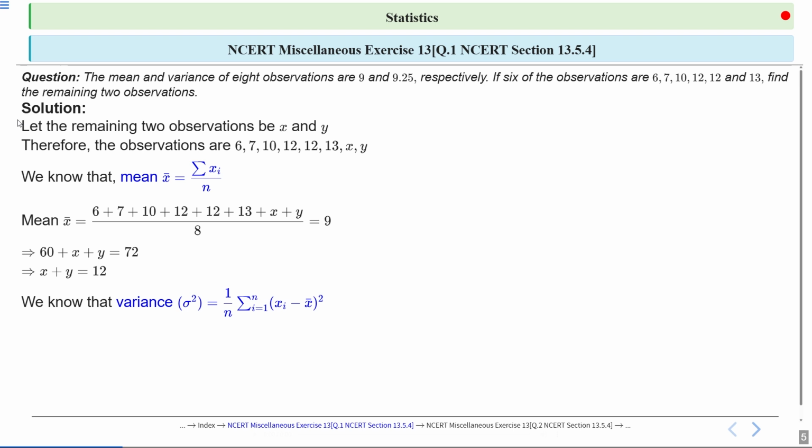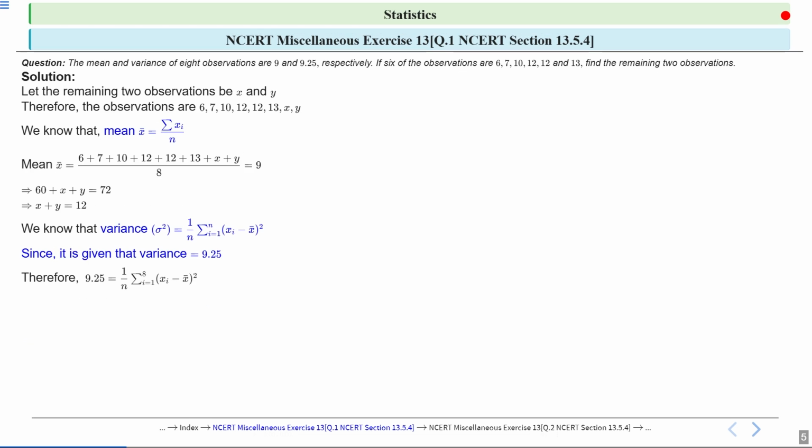Next, let's recall the formula for variance. Variance sigma squared equals 1 divided by n times the summation from i equal to 1 to n of (xi minus x bar) whole squared. Since it is given that variance is 9.25, we can write 9.25 is equal to 1 divided by 8 times the sum of (xi minus 9) whole squared.